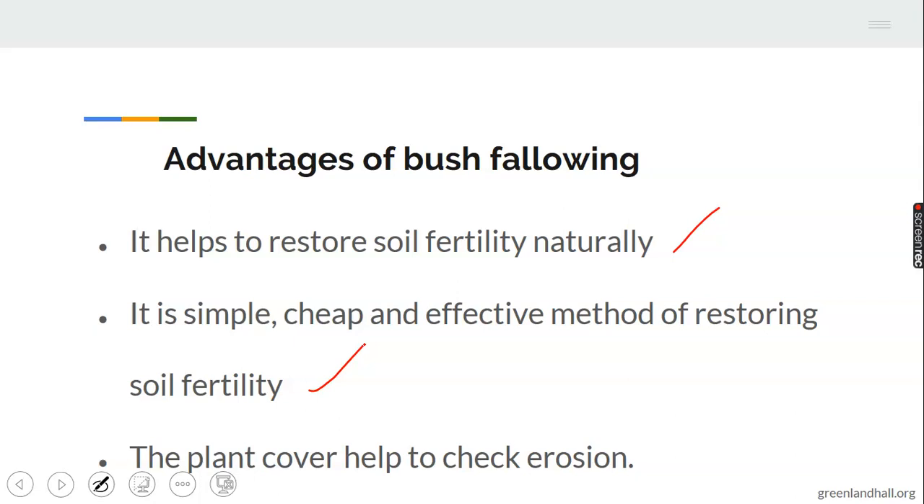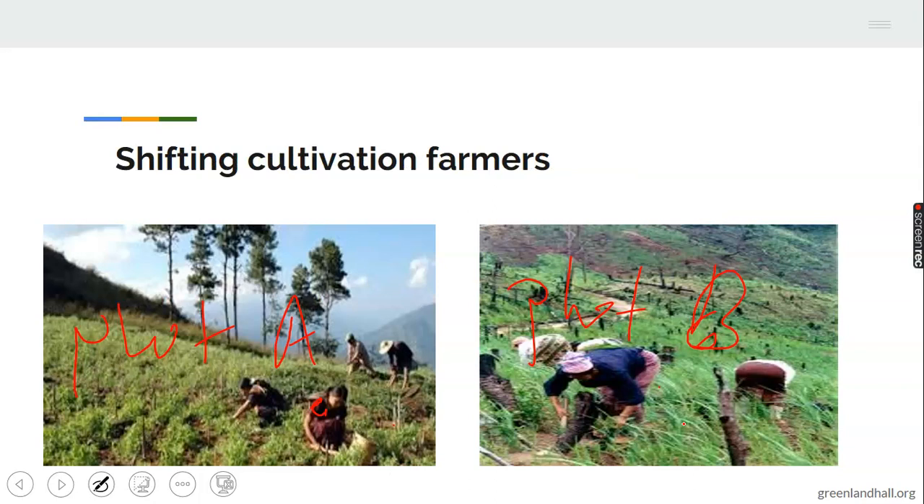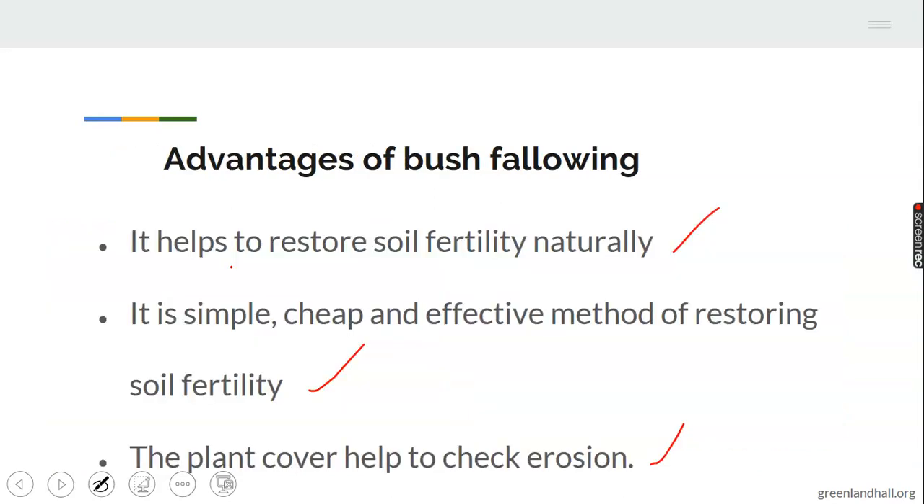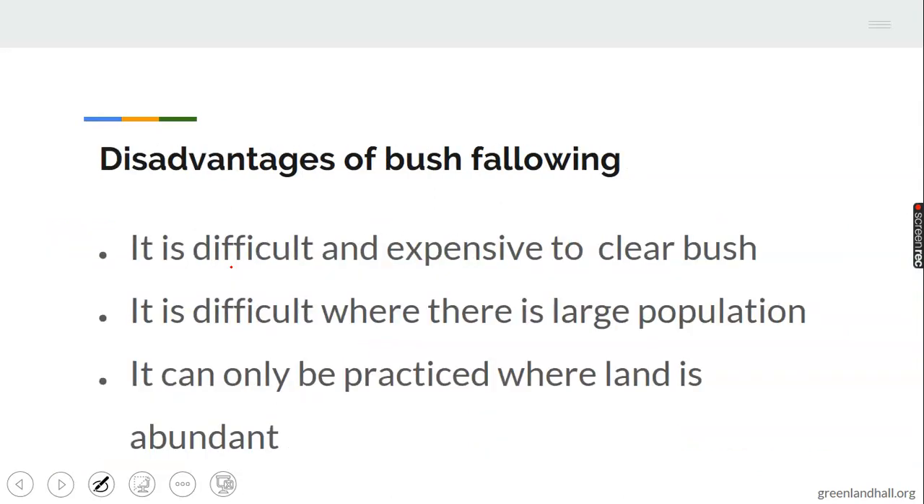The plant cover helps to check erosion. When you look at this abandoned farm, it is bushy. The plants you are seeing here drop leaves and cover the soil. They protect against the direct impact of sun and of rain. So erosion is prevented under shifting cultivation. Let's take note of that.